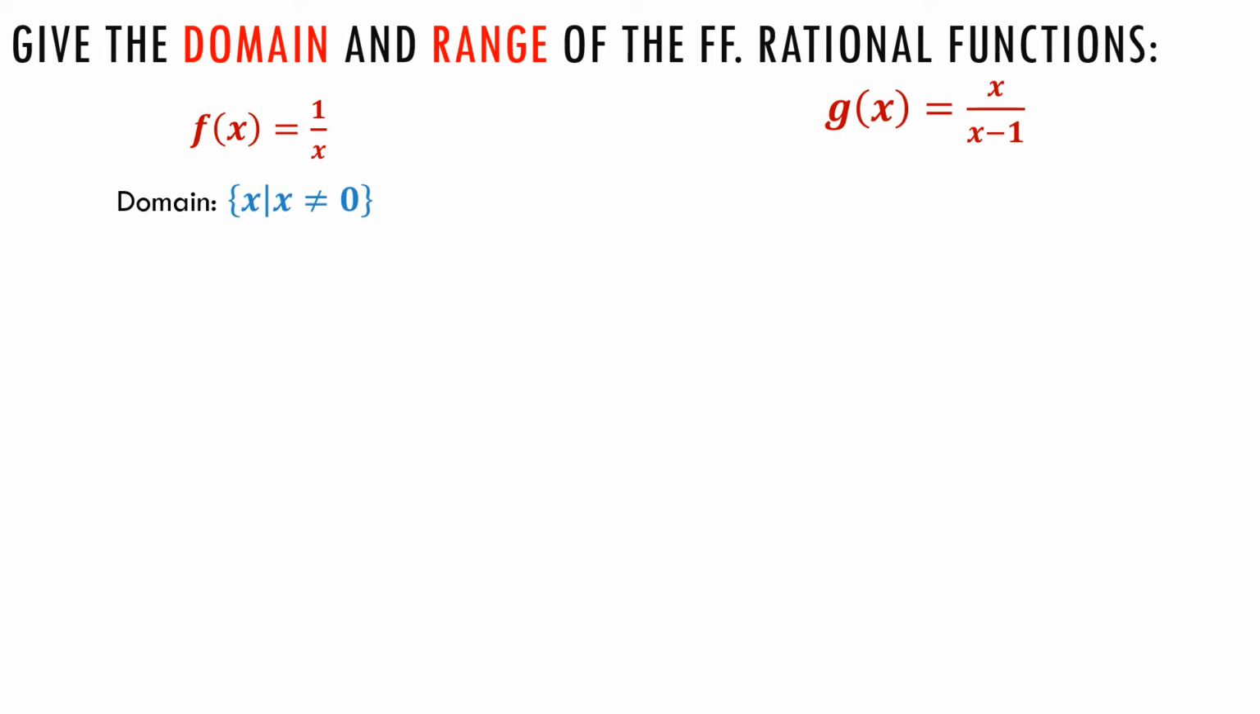How to find the inverse? First, replace f of x with y. Magiging y equals 1 over x. Now, replace every x with a y and replace every y with an x. Magiging x equals 1 over y. Now, solve the equation for y. Ibig sabihin, dapat sa isang side is y.